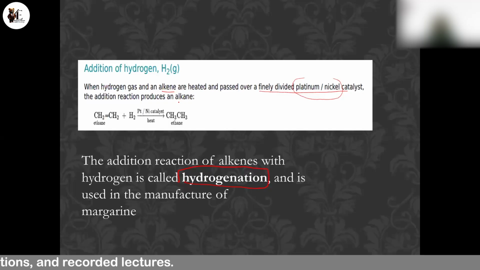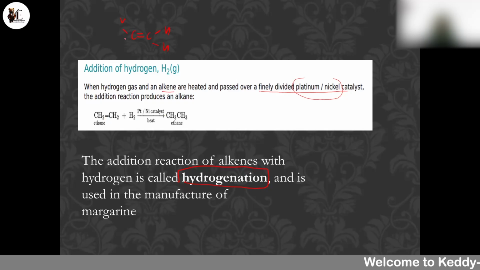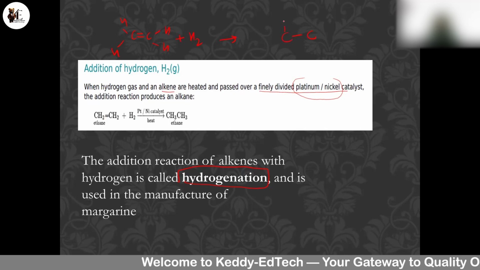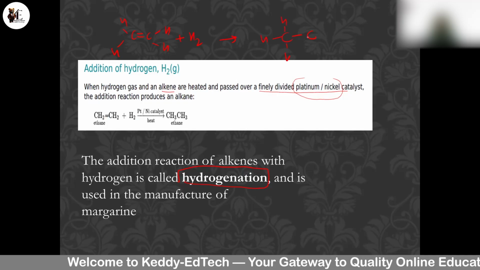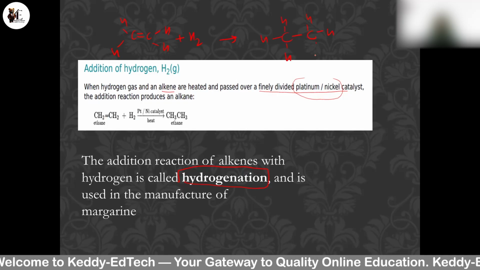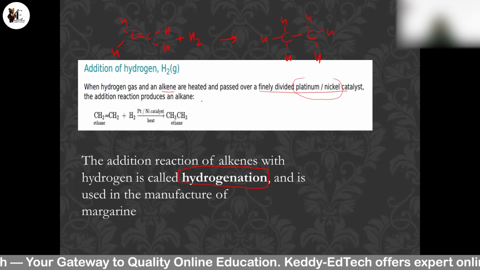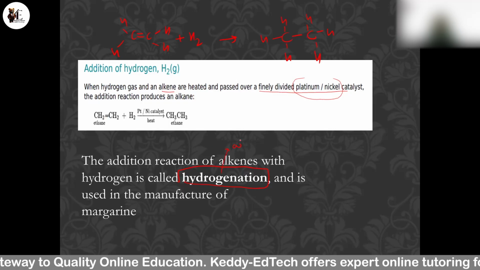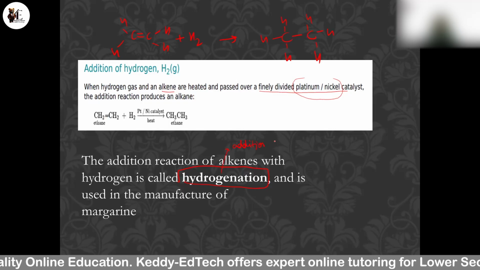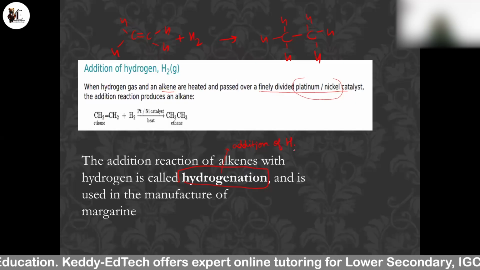Addition reaction means, as we already covered in the last chapter, that two or more molecules combine to give a single product. So we have ethene, C2H4, plus hydrogen. What happens? The carbon-carbon double bond is converted into a carbon-carbon single bond. At the first carbon we have one hydrogen, and at the second carbon we have another hydrogen. So ethene is converted into ethane. This addition reaction of alkenes is known as hydrogenation, that means addition of hydrogen. This takes place only in the presence of platinum or nickel catalyst.